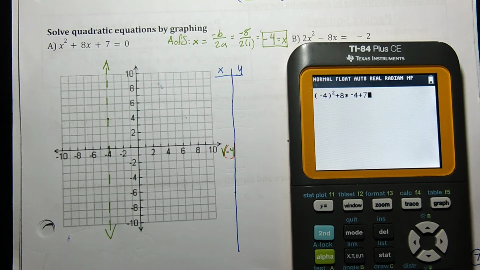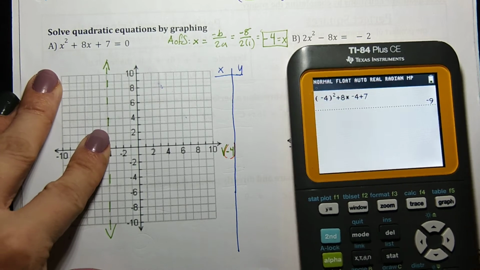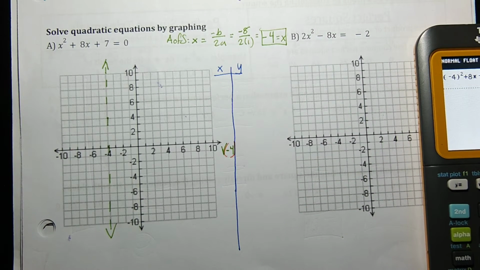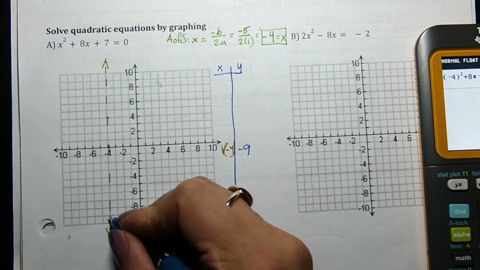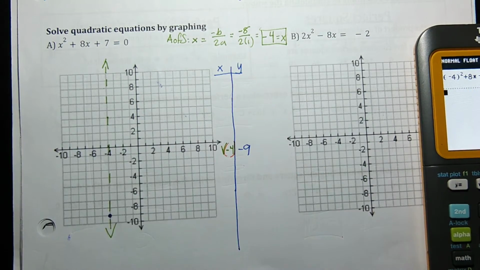Folks, go ahead and grab a calculator off the cart if you need one today, or grab yours out of your bag. And we get negative 9 for the vertex. So negative 4, negative 9.